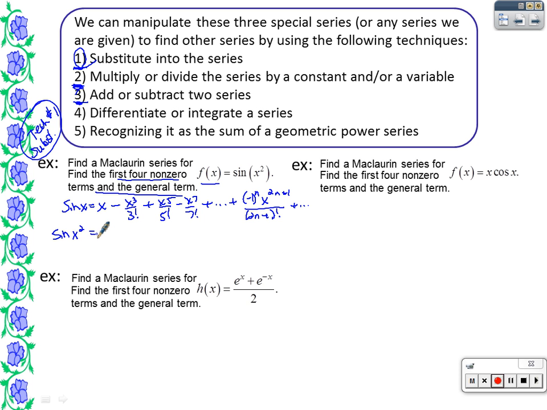So the first term, instead of being an x, it's going to be an x squared. And the second term, instead of an x cubed, it's going to be an x to the 6th. Then we will have x to the 10th. And then we will have x to the 14th.